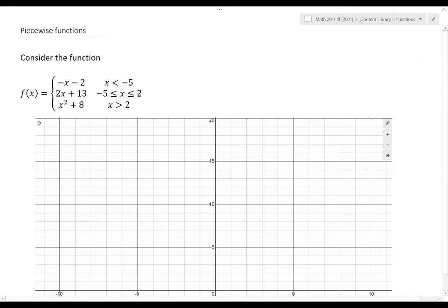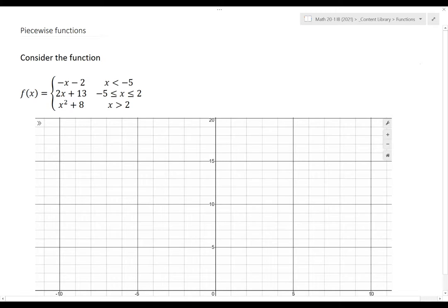In this video, we're going to look at functions that are defined piecewise. We already have one example of a piecewise type function, and that's absolute value, because an absolute value function has different equations in different parts of its domain. But we can also define these piece by piece, and that's what we have here.